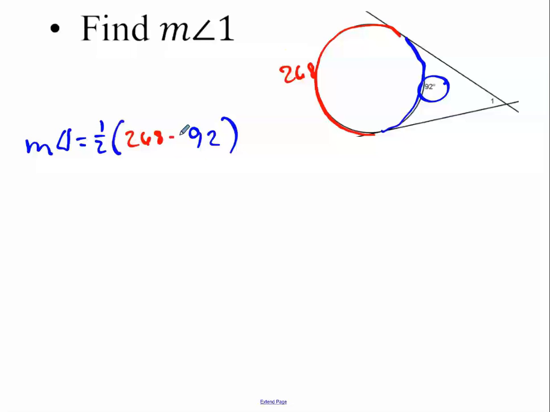So we take half of the big arc minus the little arc. So the measure of angle 1 is half of 268 minus 92, which is 176. And then we take half of that and get our answer of 88.